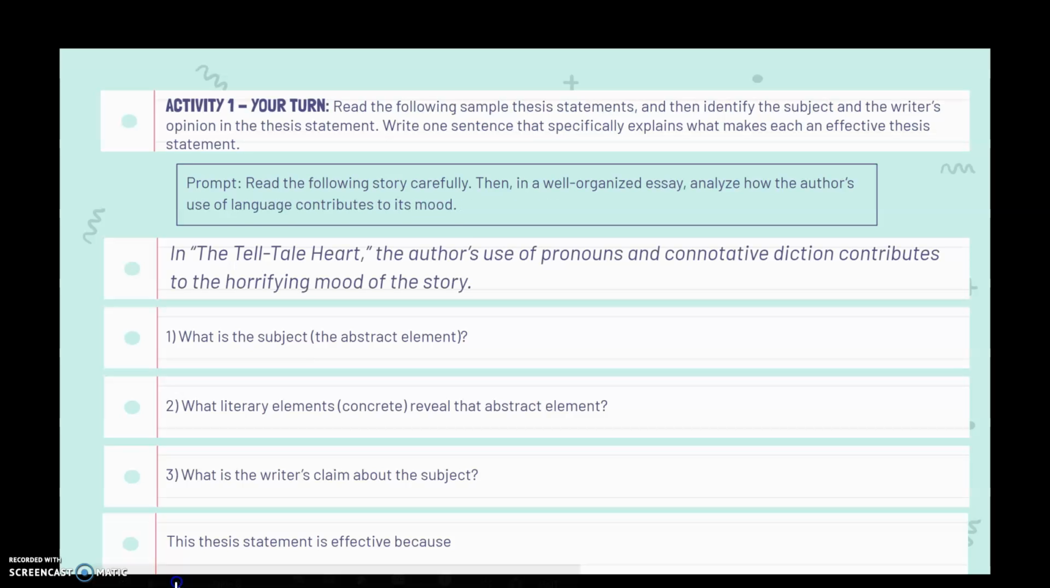Okay, here's another one. In The Telltale Heart, prompt. There's a new prompt. Read the following story carefully, and then in a well-organized essay, analyze how the author's use of language contributes to its mood. So we've gone from imagery to language, and from tone to mood.